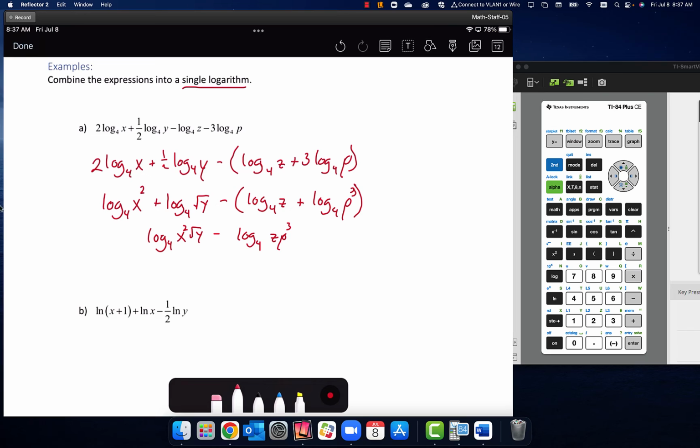Finally, we have difference, subtraction here. When we condense these two, it will be a quotient. So we have log base 4 of x squared square root of y divided by zp cubed. And notice we have condensed this down into a single logarithm. Our goal here is to get 1 log.